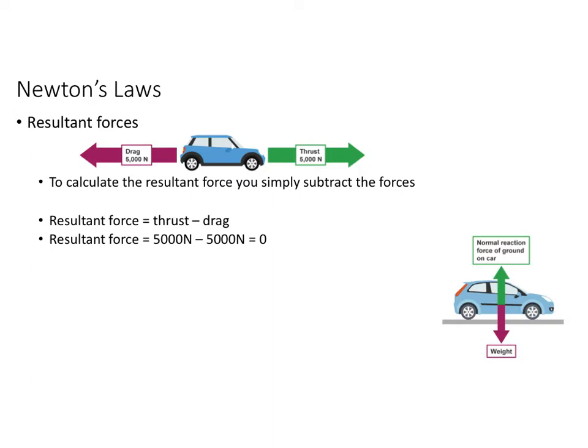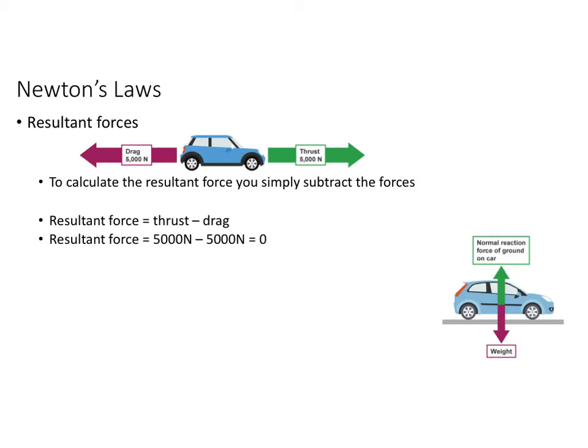So, to calculate the resultant force, all we need to do is add the forces together, okay? So, for this case at the top, we've got a thrust force, and we add minus 5,000 newtons because they're in opposite directions. Much like when we have acceleration, we can have positive acceleration, getting faster, or we can have negative acceleration, deceleration, getting slower.